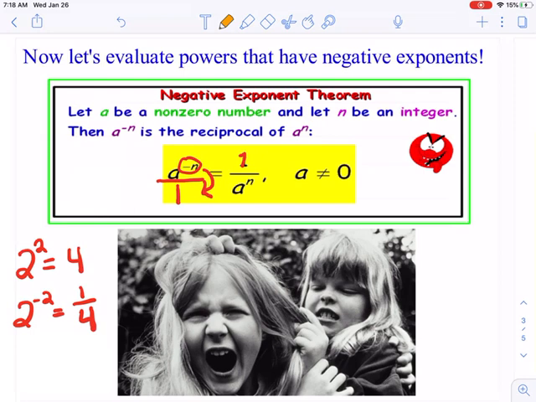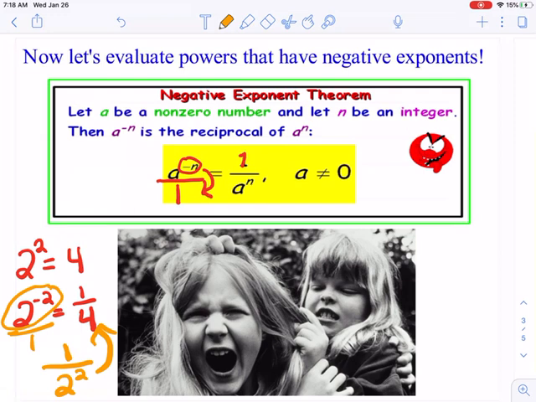So that's why 2 to the negative second was 1 over 4, because 2 had a negative exponent. So in order to evaluate, we have to move that to the bottom of a fraction, because right now it's on the numerator. So we bring it down, and when we bring it down, the exponent becomes positive. Again, nothing's left up top, so we assume it's a 1. 1 over 2 squared is 1/4.